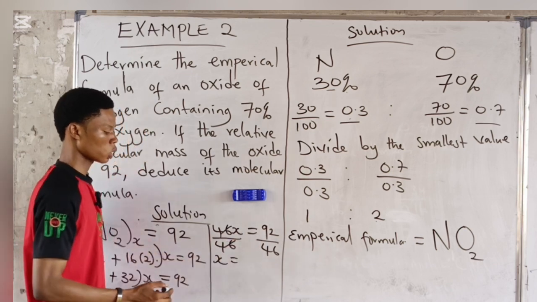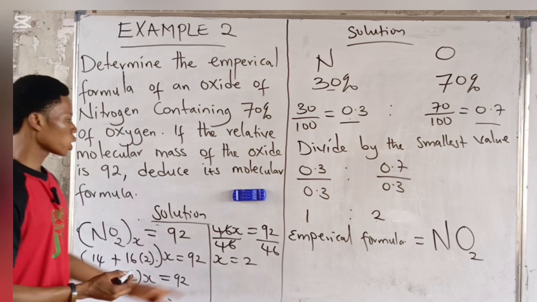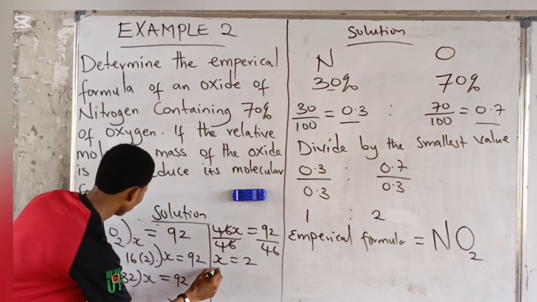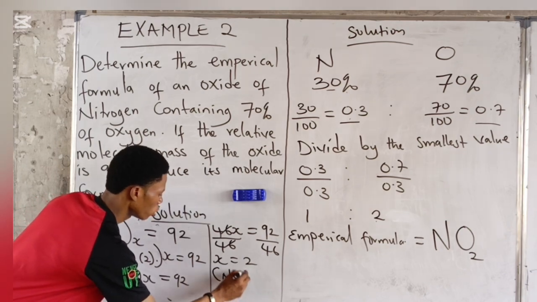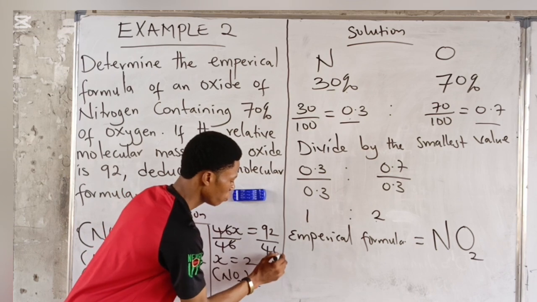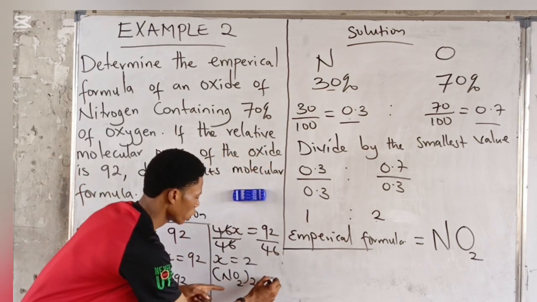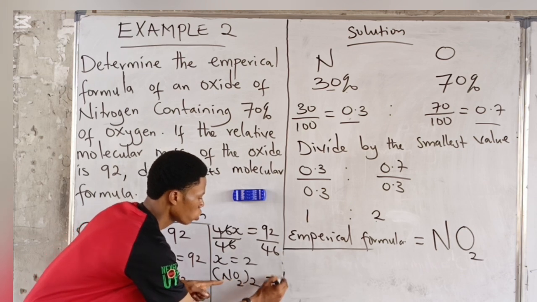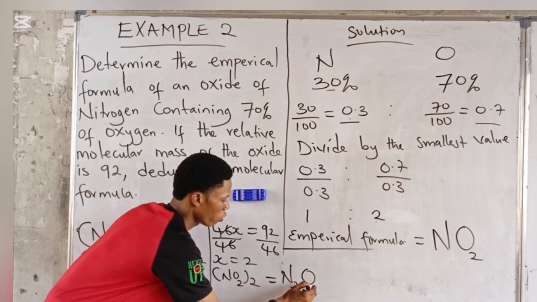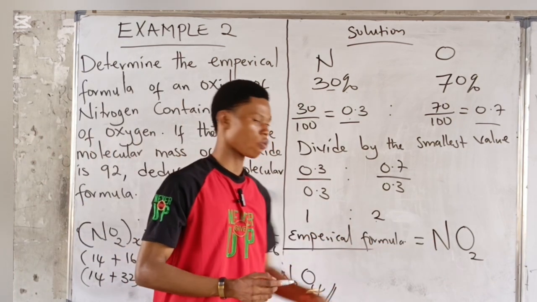92 divided by 46 is what? It's 2, right? So you've gotten x as 2. So we're going to replace this place with 2. So we'll be having NO2 and 2 outside. So if this 2 is coming into the brackets, we'll be having N2. 2 times 2 will be 4, right? So O4. So this is the molecular formula and this is the empirical formula.